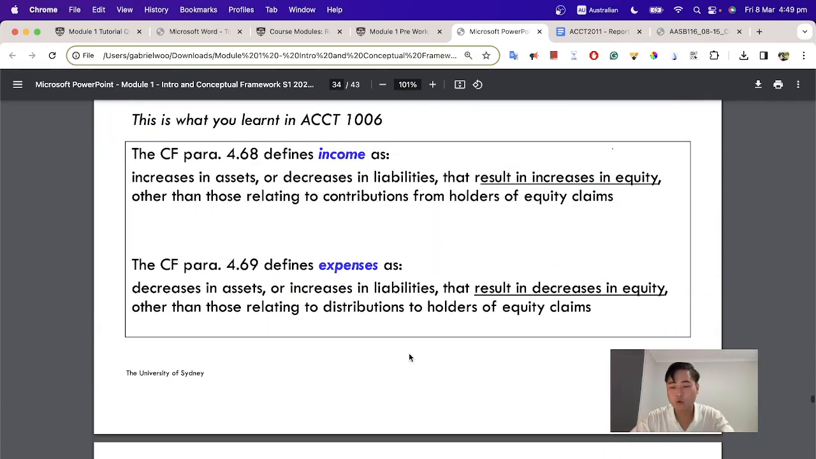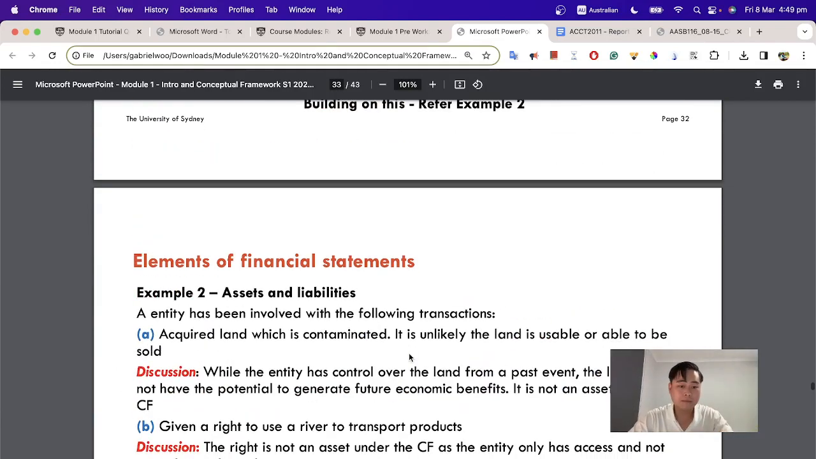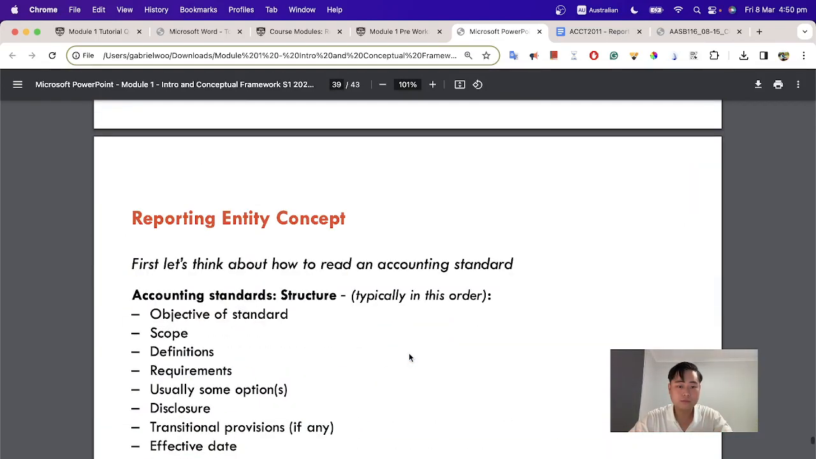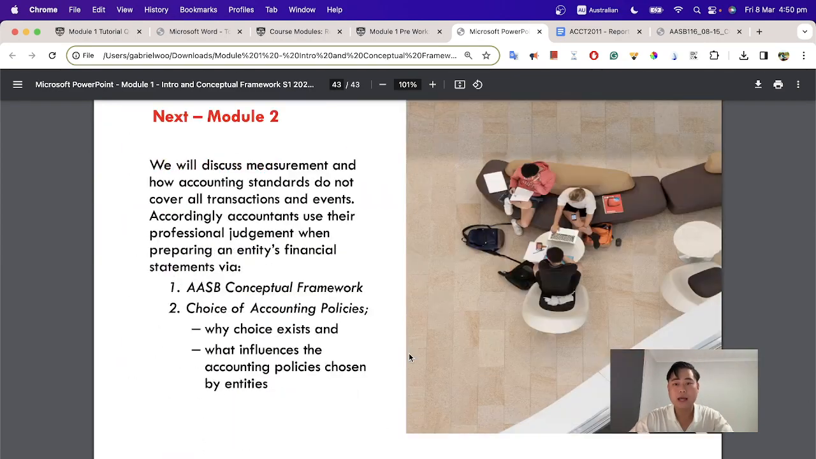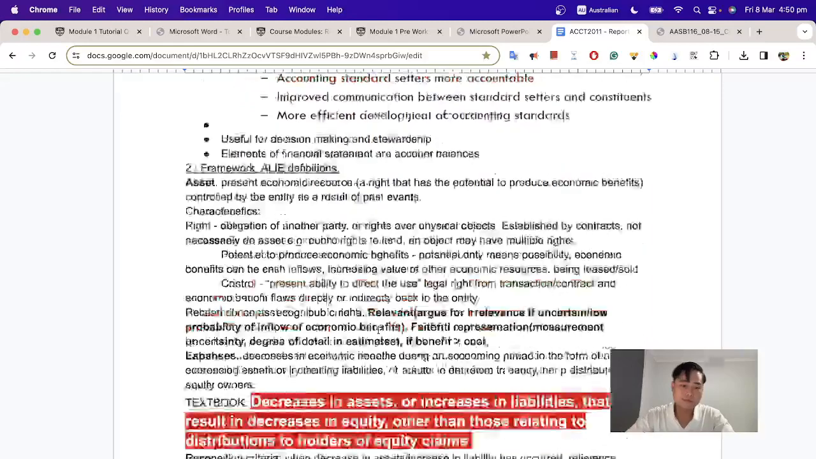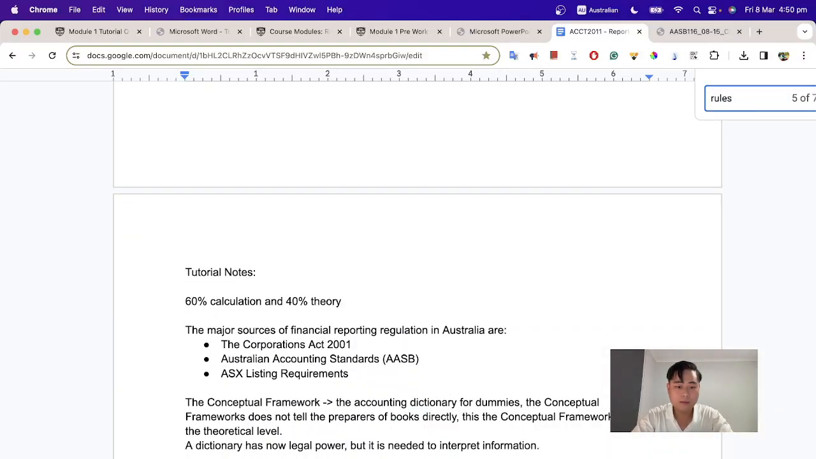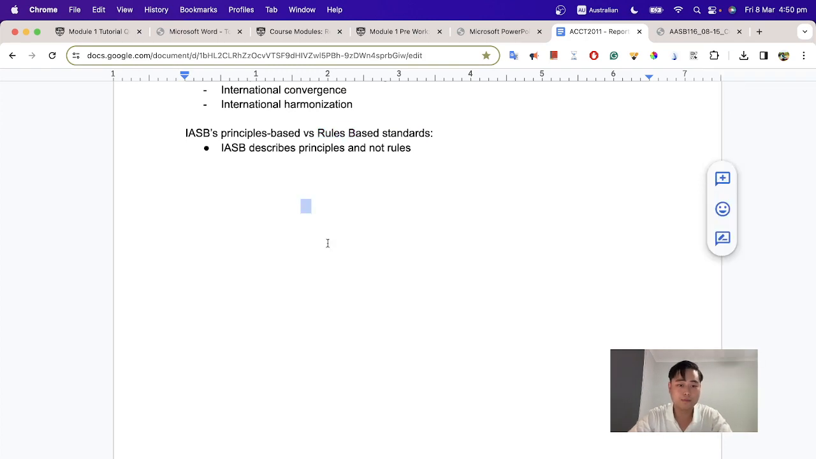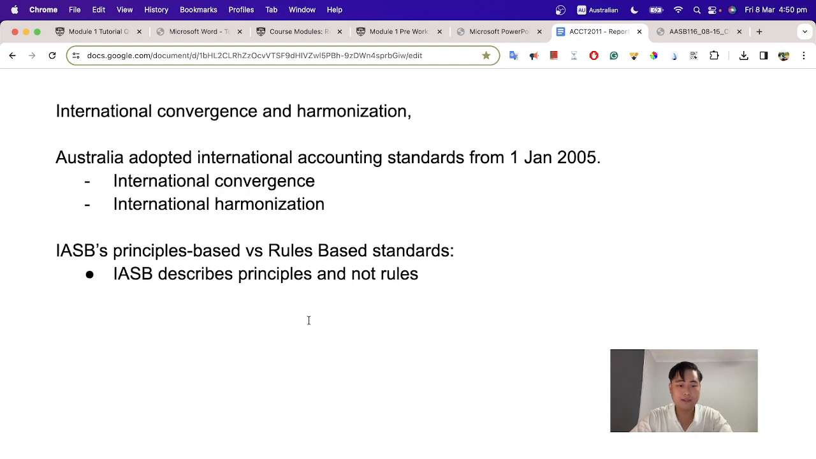Then we talk about rules versus principles-based. I think we have learned about that before. And then the reporting entity concept, and that's it. All right, so I want to talk quickly about rules-based versus principles-based. Okay, so IASB's principles versus rules-based standards.